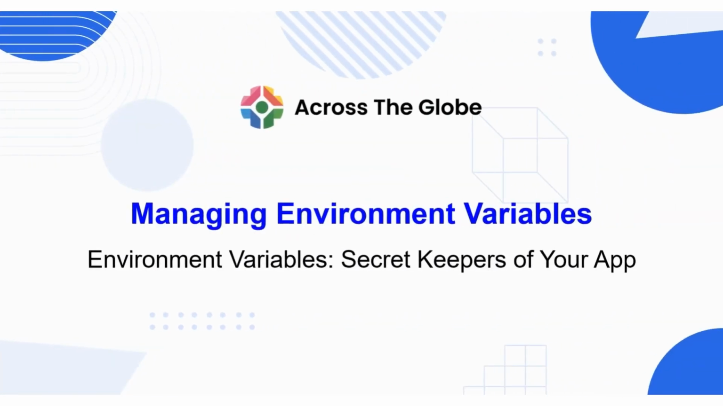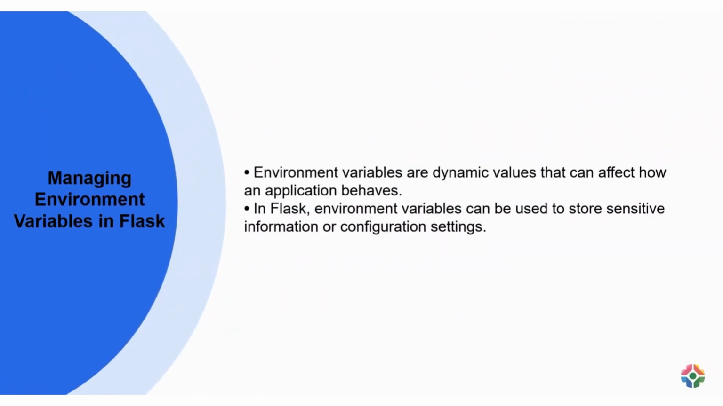Today we will learn about managing environment variables. Environment variables are dynamic values that influence the behavior of an application. They are commonly used in Flask to store sensitive data like API keys or database credentials, or to configure settings such as the development or production mode.